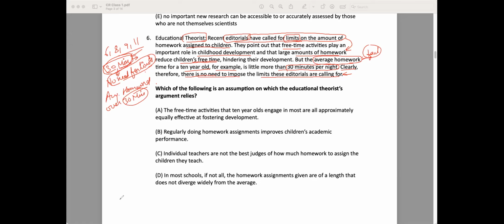Let's try to see a pattern. Wherever average time is given, average homework time is given here as 30 minutes. If I say the average of 10 items is, let's say, 5. Okay. There are 10 items in a list. The average of all those 10 things is 5. Can we say all numbers in the list will be close to 5? Can we say that?